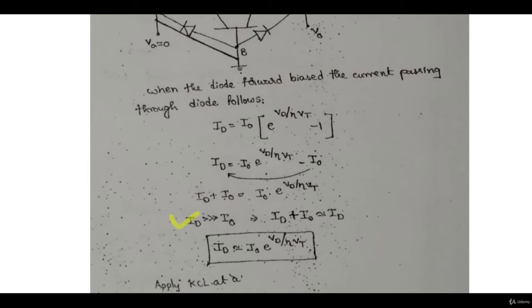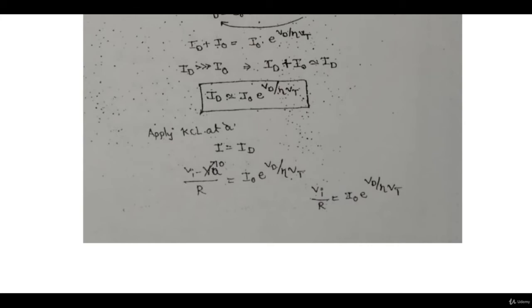ID will be very much greater than I naught, that's why you can neglect this term. Okay, and you can approximately write it to ID, so you are essentially neglecting this term. Okay, ID is equal to I naught e to the power Vd divided by eta Vt. So this will be the current, and if you apply the KCL at a point, that is I is equal to ID. So I is Vi minus 0 divided by R, and ID is I naught e to the power Vd divided by eta Vt. So you will get Vi divided by R is equal to I naught e to the power Vd divided by eta Vt. Okay, so you can see the exponential relation.